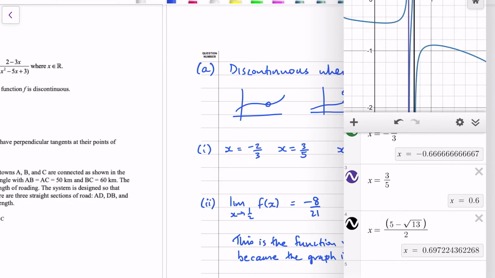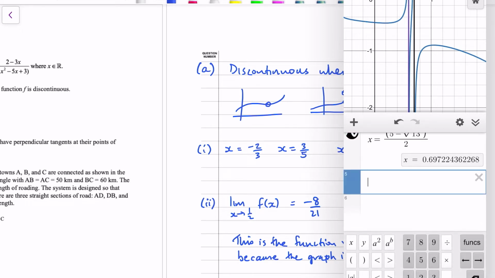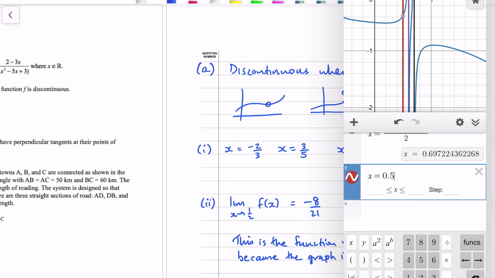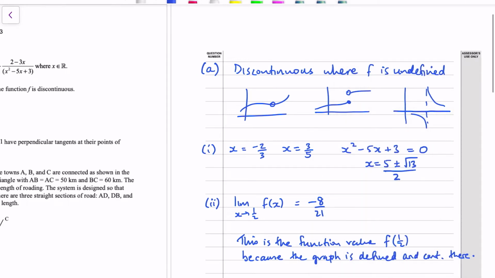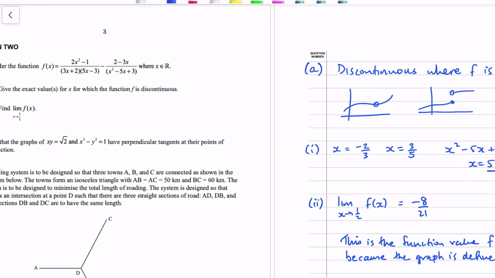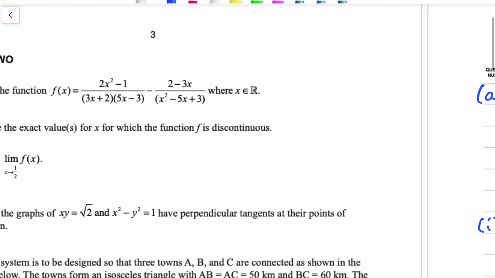And then the limit value, where is the function heading as x goes to 1/2? So if I go and type in x equals 1/2. See the graph there, minus 0.381 is negative 8/21, and the function is heading towards the function value at that point. When you get holes in the graph would be if there's a common factor top and bottom, and if you looked at the function that we were given, the top and bottom didn't share any common factors. So suppose up here, suppose that was like 3x plus 2 times x minus 1, for example. The 3x plus 2 term would cancel top and bottom. It's still a value of x that's not allowed though, so minus 2/3 wouldn't be allowed, but you would just get a hole at that point as opposed to an asymptote.